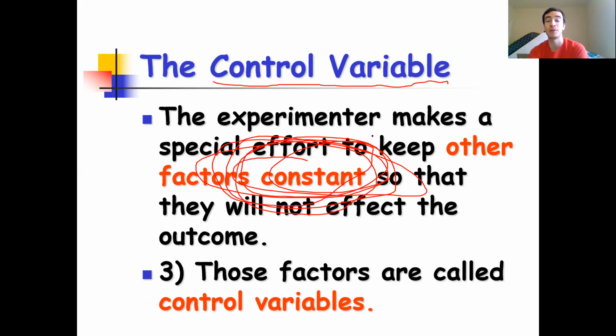If we're doing an experiment with plants and we want to see how much fertilizer helps them grow, we want to make sure that they get the same amount of water, the same amount of sunlight. They grow up in the same temperature. They're planted in the same type of soil. All of those are control variables, things that scientists keep the same, keep constant between all of the different experiments that they're doing.